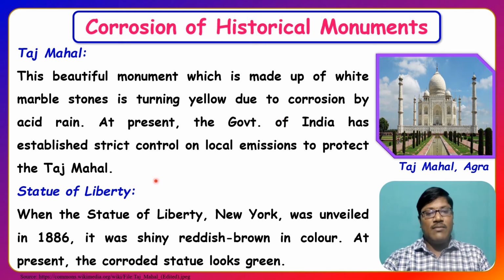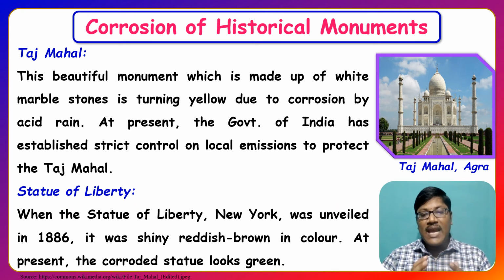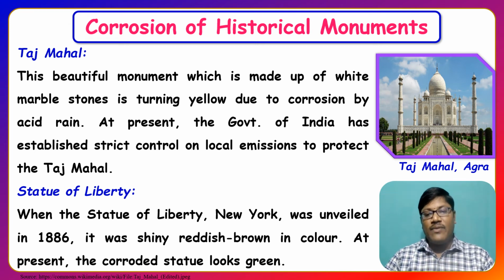Statue of Liberty. When the Statue of Liberty in New York was unveiled in 1886, it was shiny reddish brown in color. At present, the corroded statue looks green. The reason behind this is that the outer surface of the statue has been covered with thin sheets made of copper. This copper is eroded or corroded by oxidative reactions and acid rains.